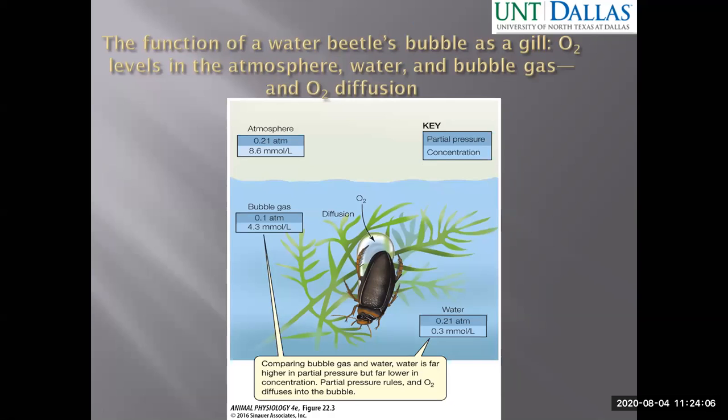So moving on to the diffusion of gases, we will talk about the function of a water beetle bubble as a gill. For example, oxygen levels in the atmosphere, water and bubble gas, and oxygen diffusion. So simple diffusion, as earlier noted, is one of the two principal mechanisms of respiratory gas transport. When gases diffuse from place to place, they do so by the same fundamental mechanism by which solutes diffuse through solutions.